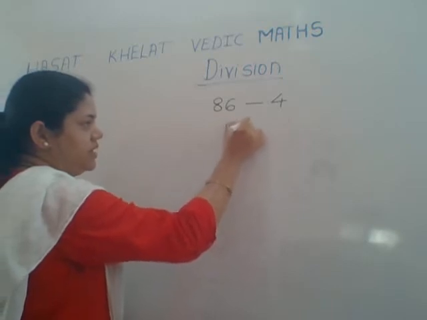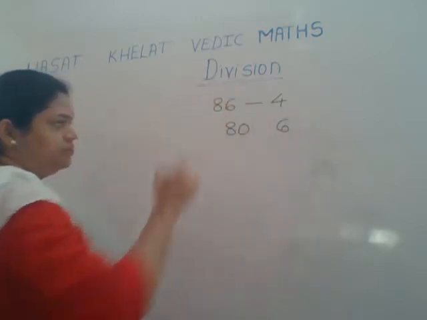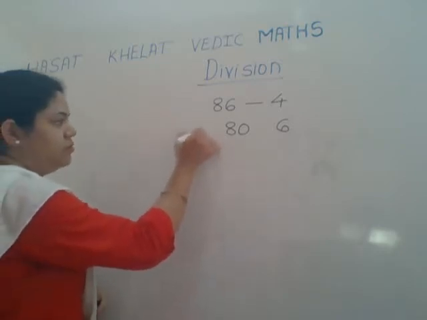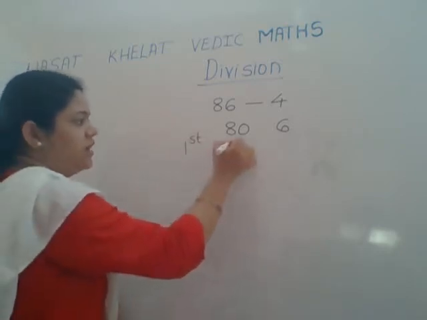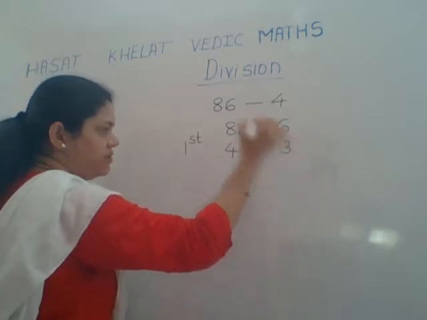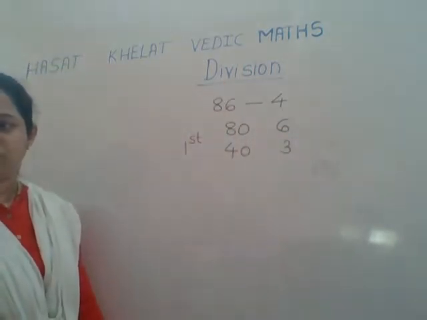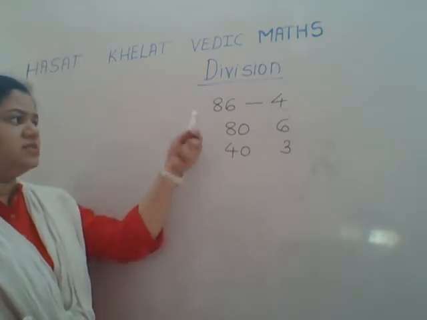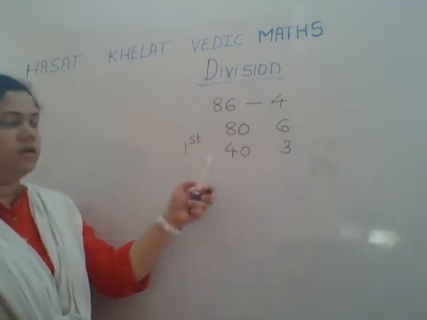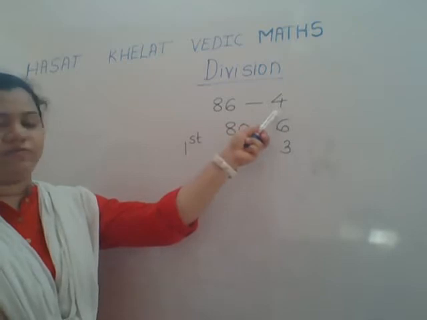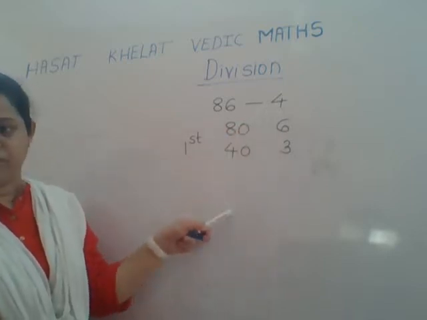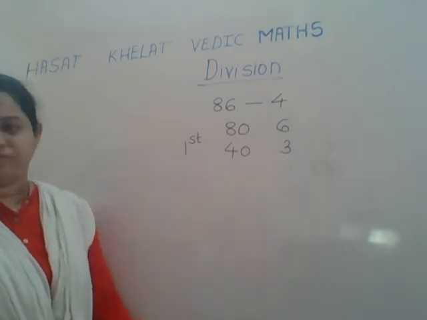Now what will I do here? Again, this will be written as 80 and 6. When I do the first half, it will be 40 and 3. But it is only the half. It means for 86 divided by 2 we have got the answer. But here it is 86 divided by 4. So again we have to make half of these numbers.